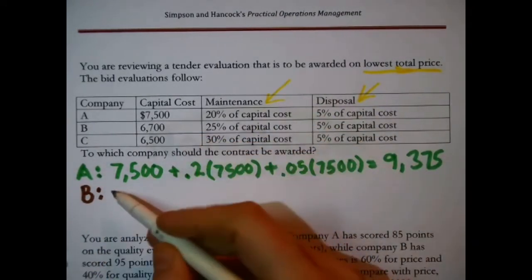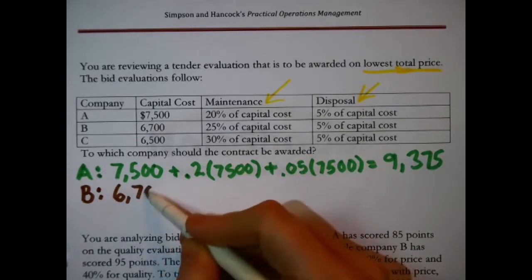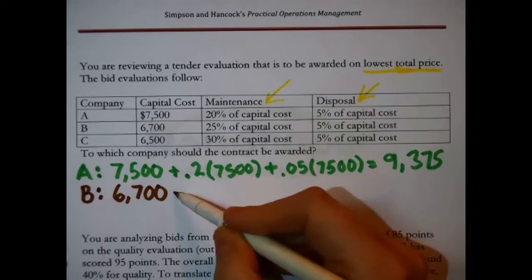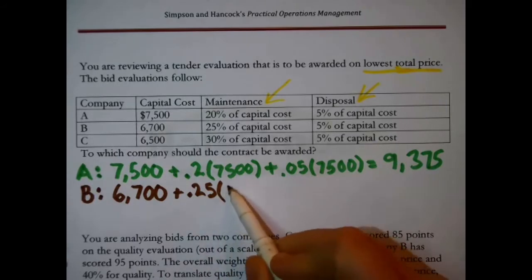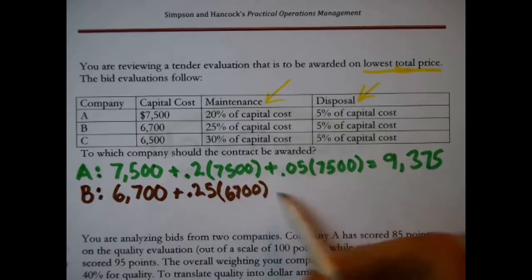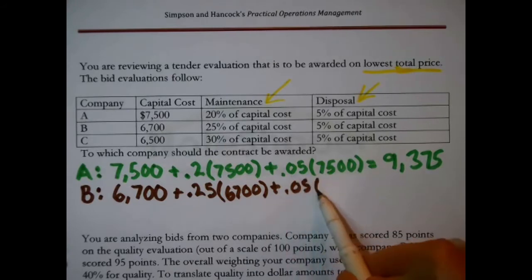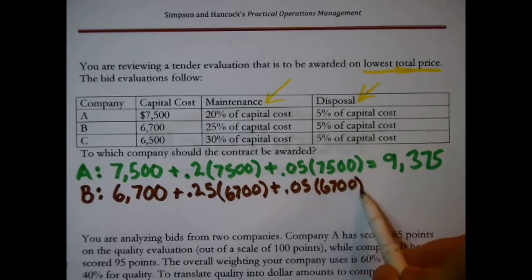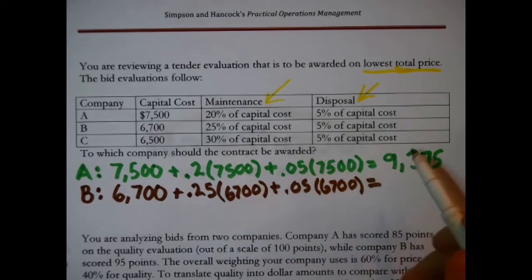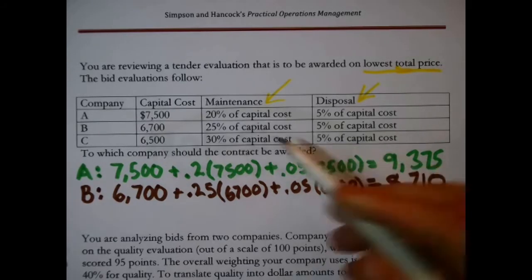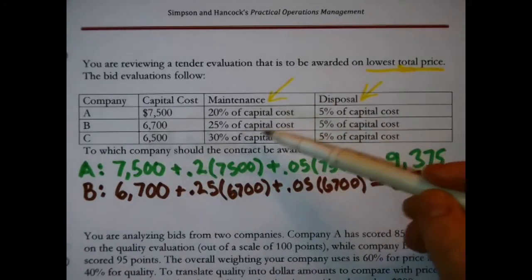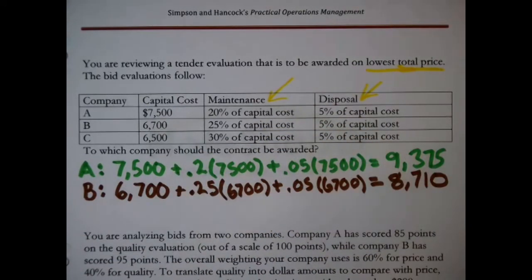Company B, lower capital cost, lower upfront cost, $6,700. Somewhat higher proportion of maintenance, so 0.25 times 6,700 plus 5% of that same 6,700 for disposal. Add that up, I get 8,710. And remember, we're looking for the lowest cost. So right away I see that, even despite the higher proportion of maintenance, I do prefer the bid from company B to that from company A. It's got a lower cost.